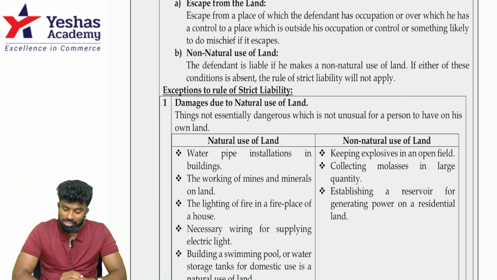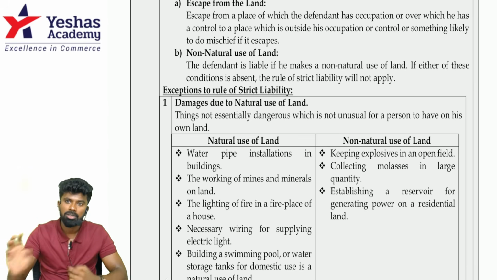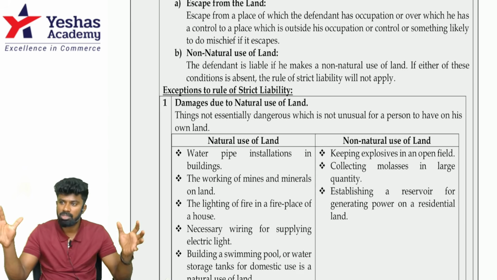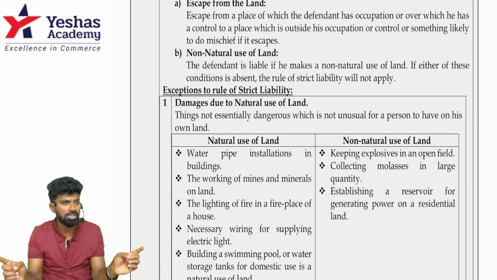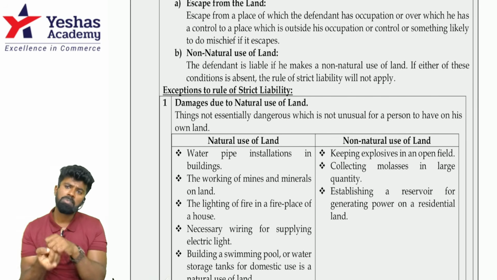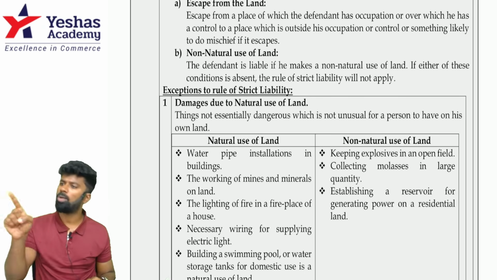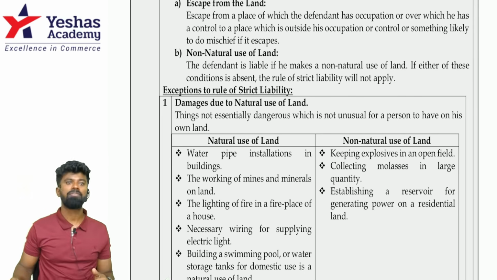Establishing a reservoir for generating power on a residential land is a non-natural use of land. In a non-residential area, it is natural use of land. Correct, right? Building a reservoir in a residential area is non-natural use of land. Are you guys clear with this? So if it is a natural use, is the principle of strict liability applicable or not applicable? Not applicable. This is the first exception.